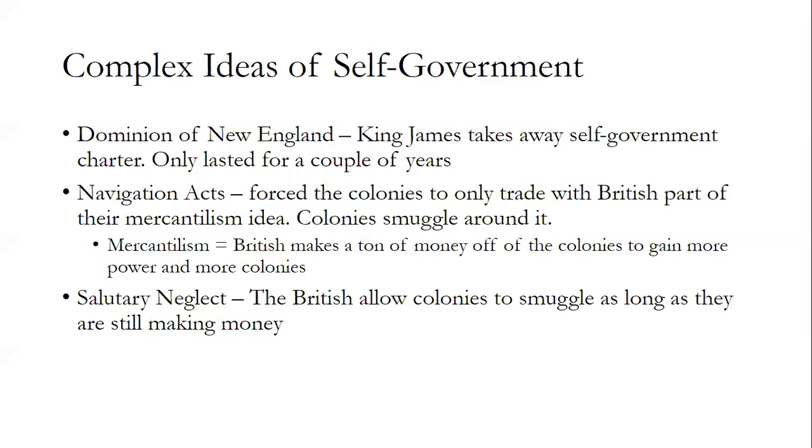The Navigation Acts was how they were going to make all of this money off the colonies because they were going to force the colonies to sell their products to only the British. Now, the thing is, the colonists didn't like this because what if somebody was offering them a better price than the British, which a lot of times they were. So because of that, the colonies would smuggle around this. And the British saw that the colonists were smuggling around it, but they didn't want to come down too harshly on the colonies. And because of that, they allowed the colonies to smuggle around as long as the British were still making a lot of money.